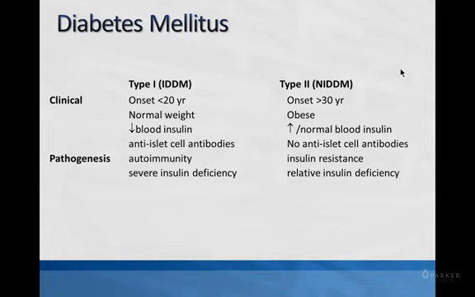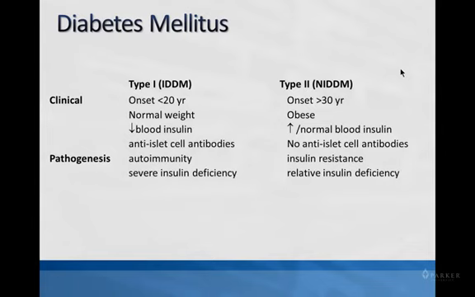Now, type 2 diabetics, their insulin levels are either high or normal. Their problem is they're not destroying the beta cells. They make insulin. It's just that the receptors to insulin are not functioning properly. So they refer to it as more of an insulin resistance.